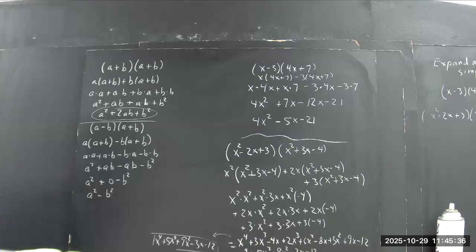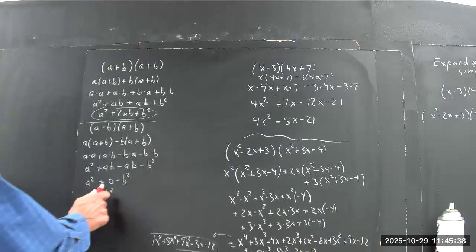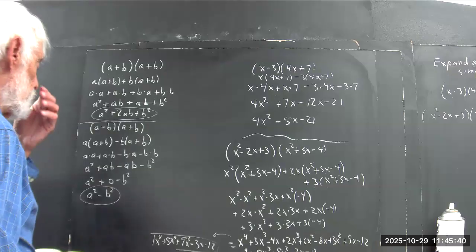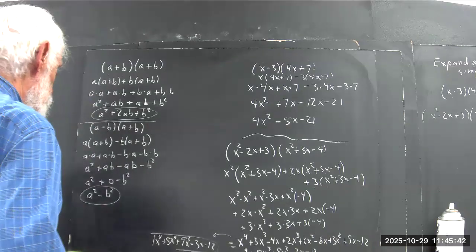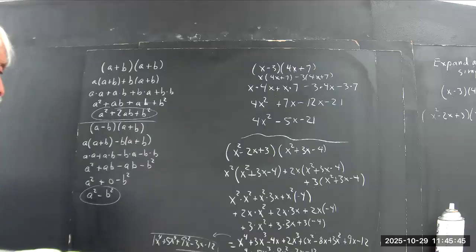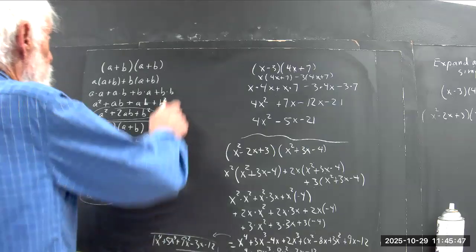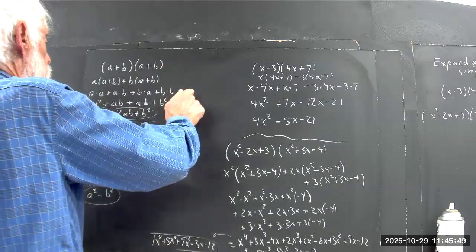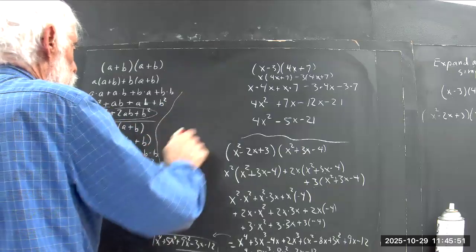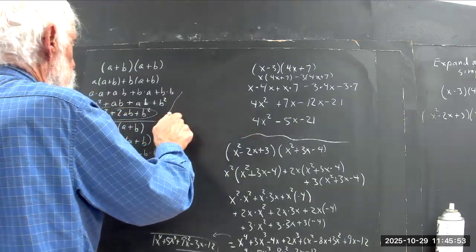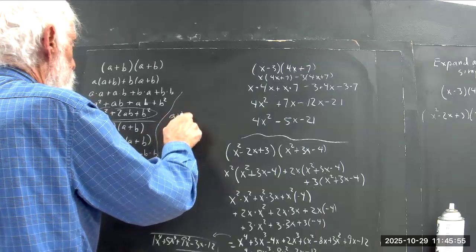Okay. So that's two formulas that are kind of important. These are called special products. And to summarize, I'll just write it here in the middle of the board.